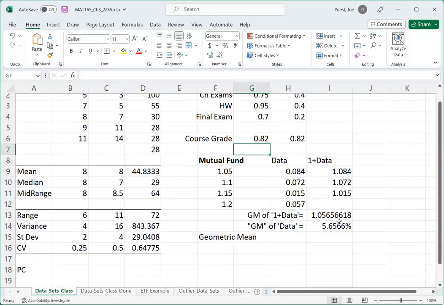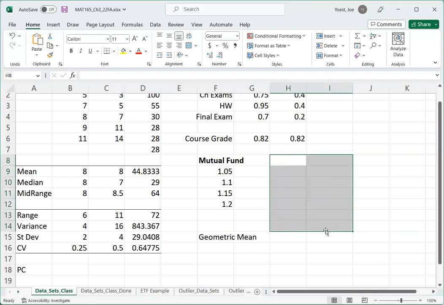And then here's an example of geometric mean. Say I have a mutual fund that over 4 years, the first year returned 5%, the second year 10%, then 15%, and then 20%. I don't know why I have data and 1 plus data here. Let me just get rid of these. I think I was showing something else to a different class.